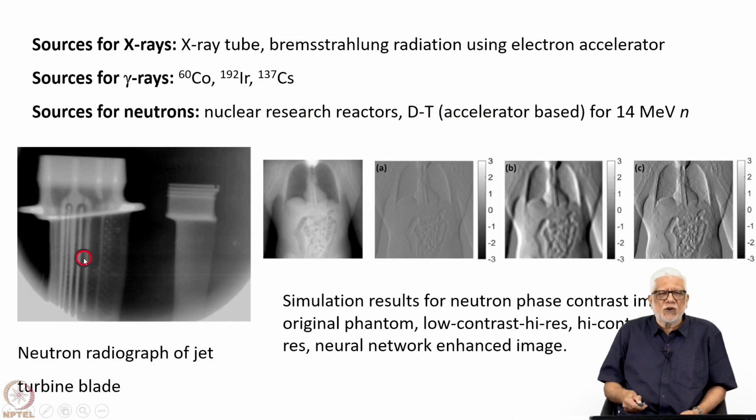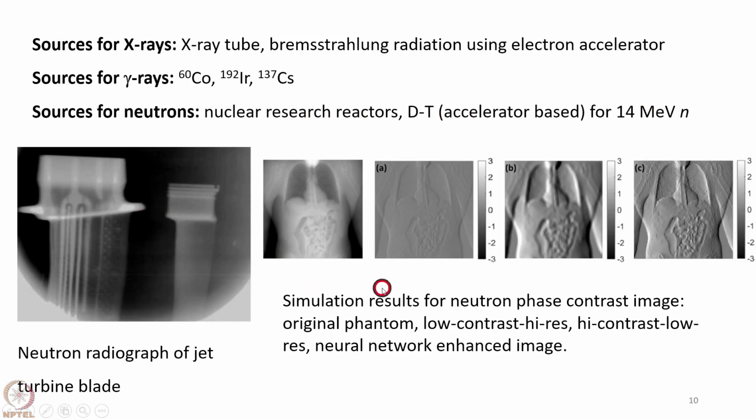So this is a neutron radiograph of a jet turbine blade, and these are photographs using neutron phase contrast imagery. This is the original phantom, then the low contrast, high resolution, high contrast, low resolution, and finally the neural network enhanced image using phase contrast methods.